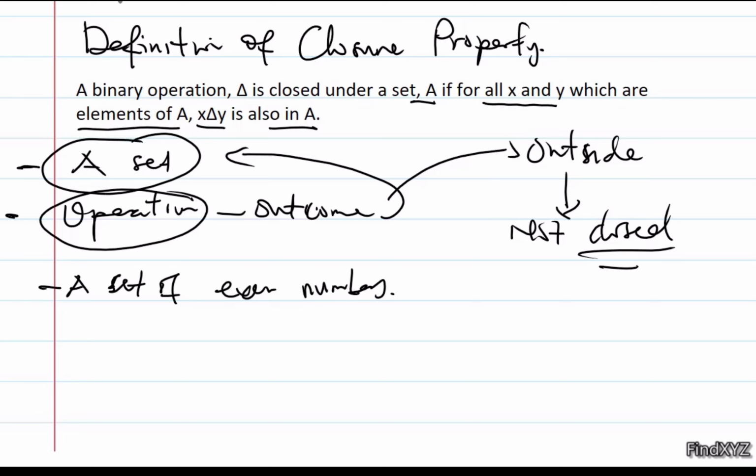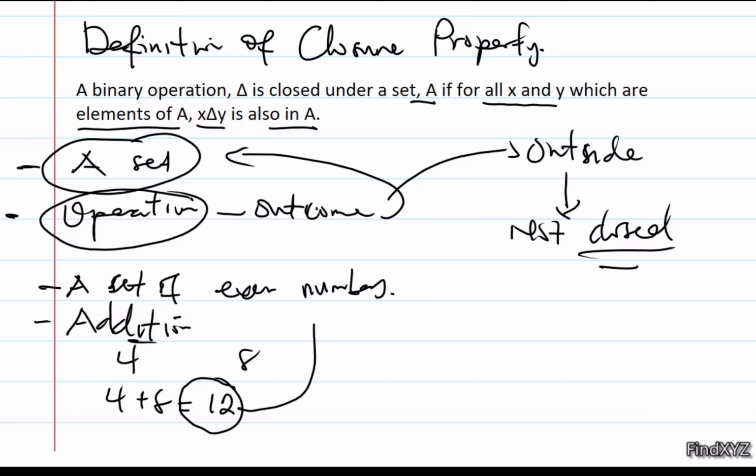Okay, so let's take some examples. Let's pick a set of even numbers and then let's use the operation of addition. Now select any two even numbers. So I am going to select 4 and 8. Now what is the operation? The operation is addition. So I can do 4 plus 8 and that will give me 12. The question is, the outcome, is it part of the set that we are working with? Yes, 12 is an even number. Hence, we can say that the set of even numbers is closed under the operation of addition.